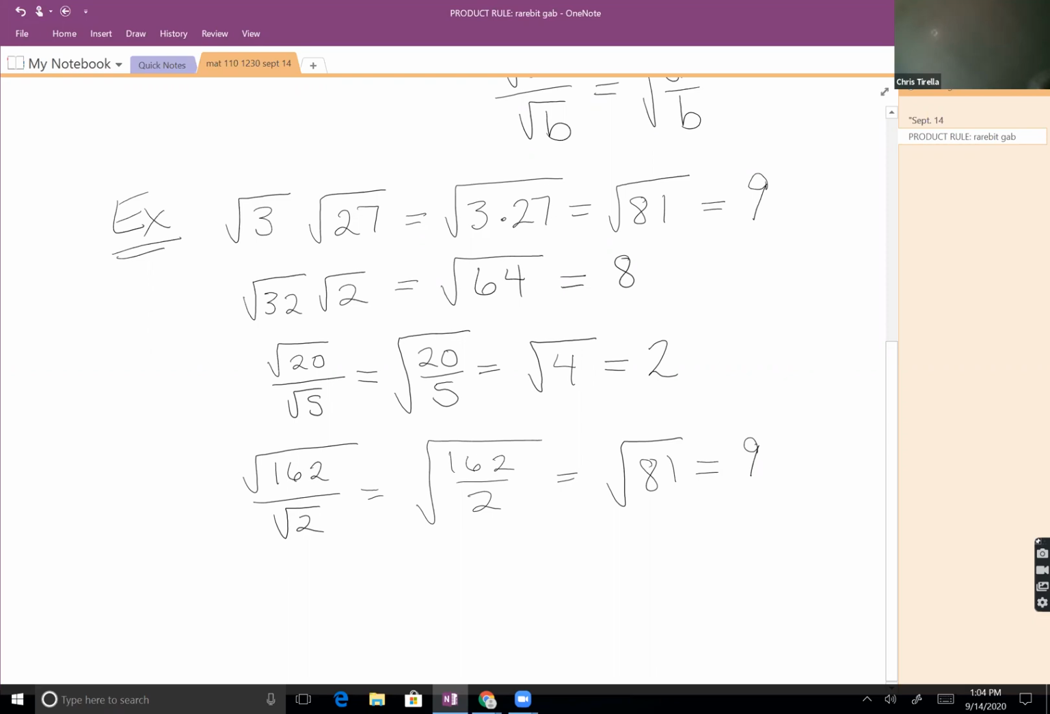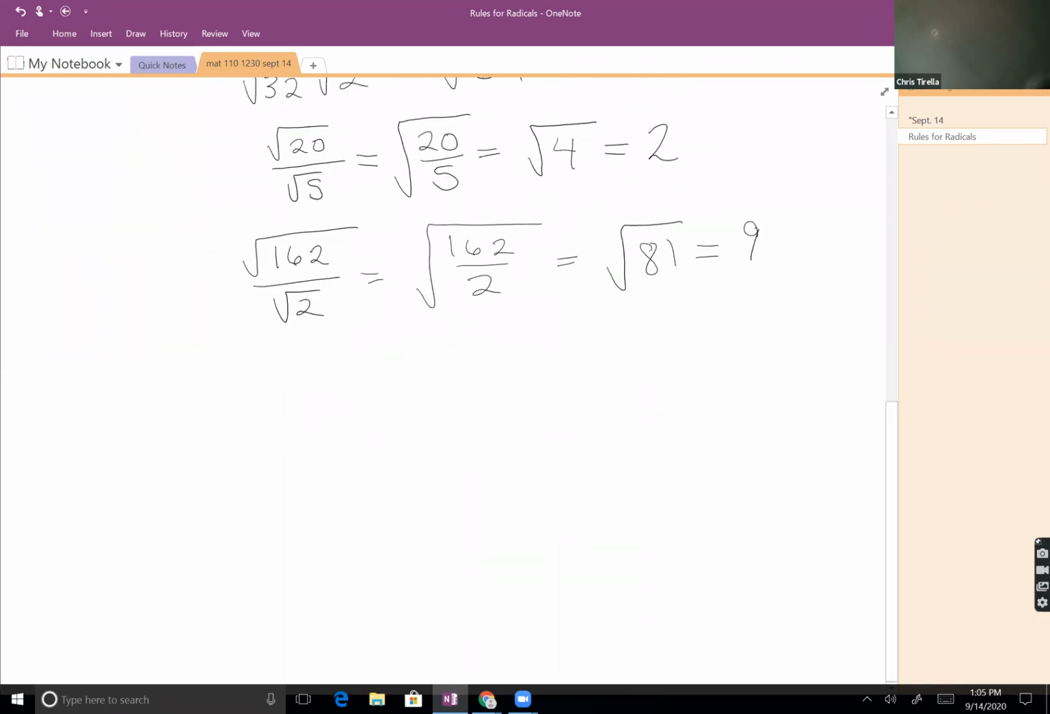And so sometimes we're going to find that with products and quotients, it's going to be easier to simplify them if we first multiply before we take the root, or if we first divide before we take the root. There are other times, though, when we want to work backwards. And when we want to work backwards, it's when we focus on the idea of putting a radical in simplest form.